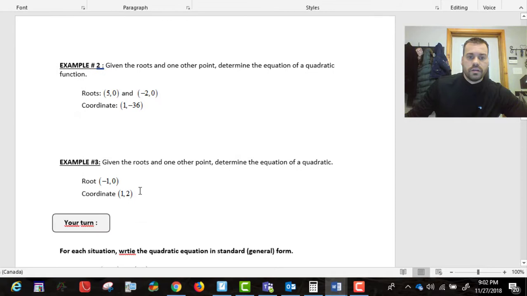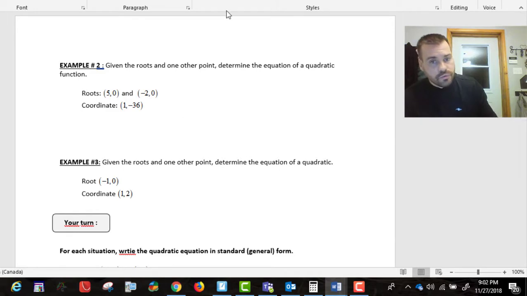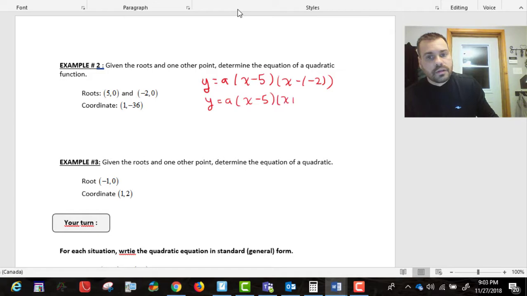The other thing you can be given is roots and just a point. So it doesn't have to be the y-intercept. So again, if you're given the roots, you go like this: y equals a times x minus 5 and x minus minus 2, because those are our two x-intercepts. So y is equal to a, x minus 5, x plus 2. And then we plug this point in. That's my x.